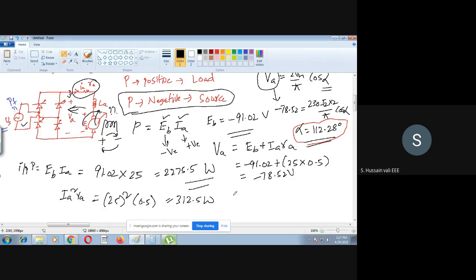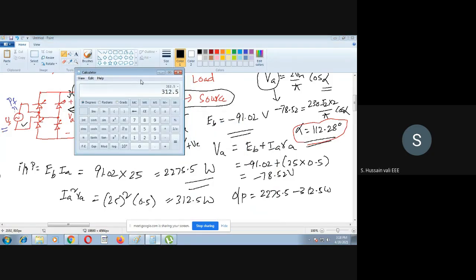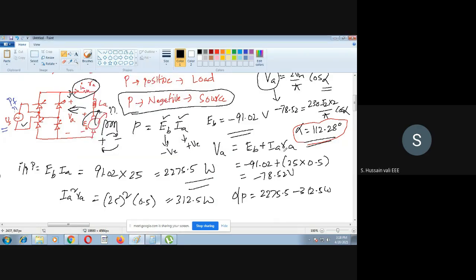Now what is output power then? So remaining power, input power minus losses, is the remaining power. How much? 2275.5 minus 312.5 watt. So 1963 watt. So that is the power that is going back, 1963 watt. This is the power that is going back to the source. So this is the answer for this.